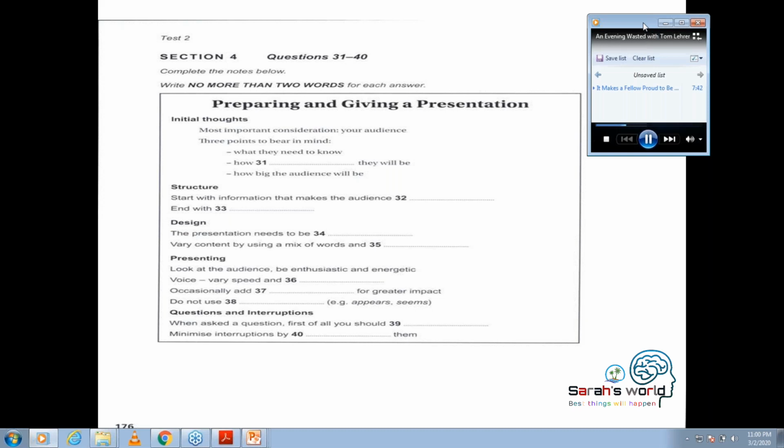So first of all, the most important thing to consider is your audience. And in this instance, your audience are the other students in your group. There are 3 points to bear in mind. Firstly, you need to ask yourself what they need to know. Secondly, it's useful to consider whether they'll be supportive or not. And thirdly, will it be a small group, say 3 or 4, a moderate gathering of 20 or so people, as for your current assignment, or will there be hundreds of people?